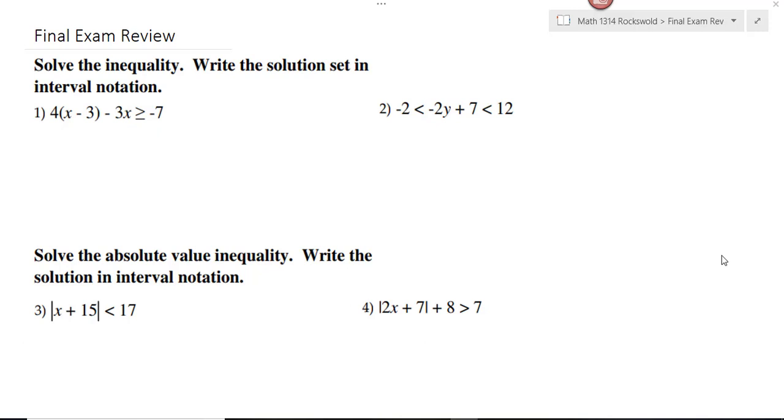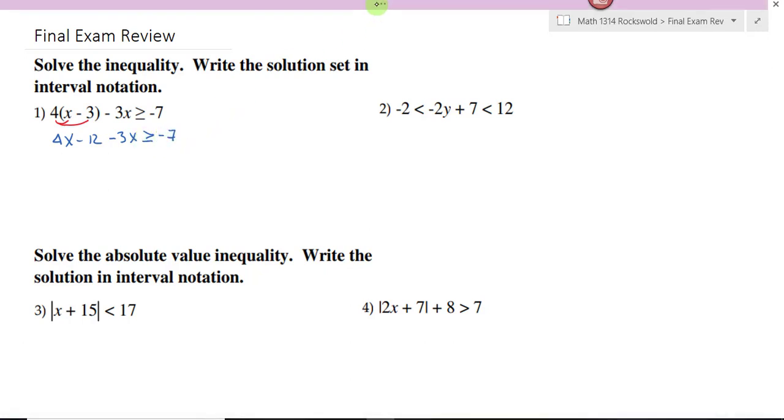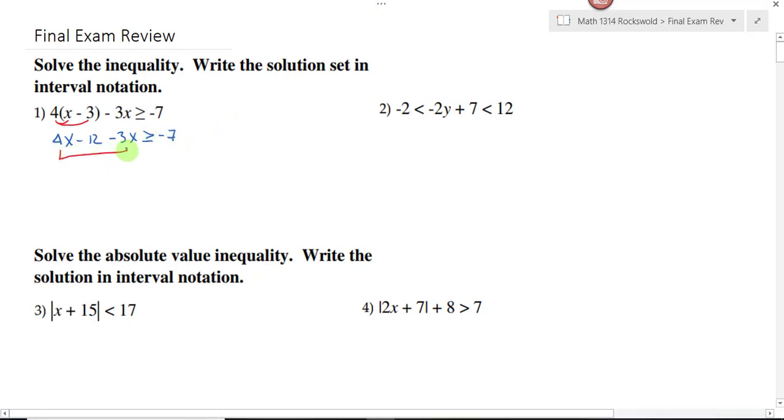When we solve linear inequalities, we want to get the variable by itself on the left, and that way the inequality will point in the direction that we're going to shade. What's my first step going to be here? Distribute the 4. So when I distribute the 4, I get 4x minus 12 minus 3x is greater than or equal to negative 7. Then I can combine like terms, and I can also add 12 to both sides. Remember, what you do to one side of an equation you have to do to the other.